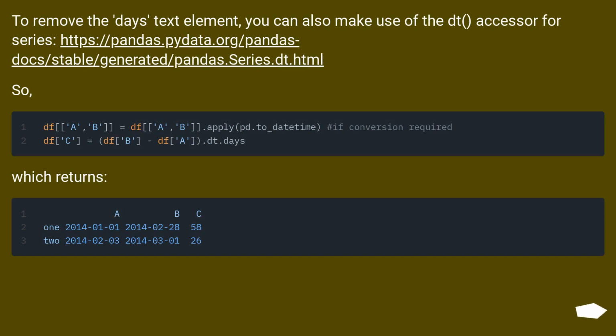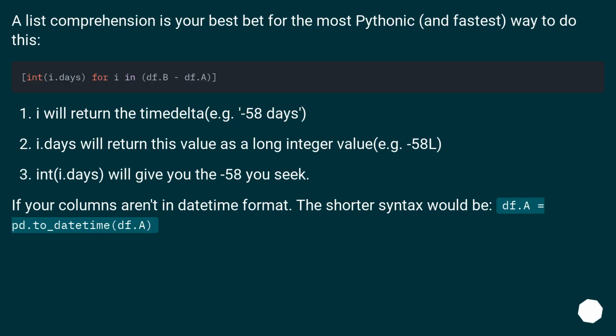To remove the days text element, you can also make use of the dt accessor for series, see this URL, which returns. A list comprehension is your best bet for the most Pythonic and fastest way to do this.